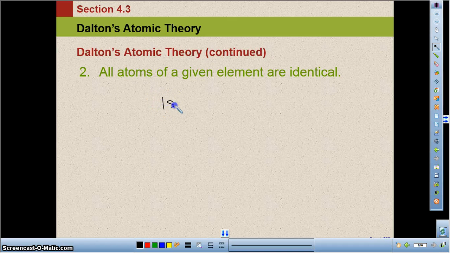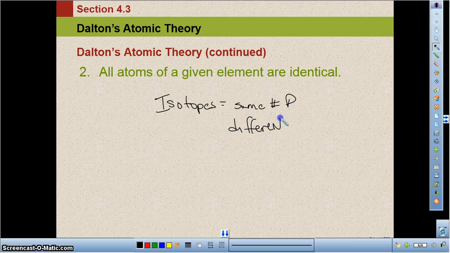We now know about things called isotopes. And isotopes are atoms that have the same number of protons but different numbers of neutrons. So protons are positive, neutrons are neutral, and neutrons don't add a charge to an atom, but they do add mass. So they're not identical, so all carbon atoms are not identical.